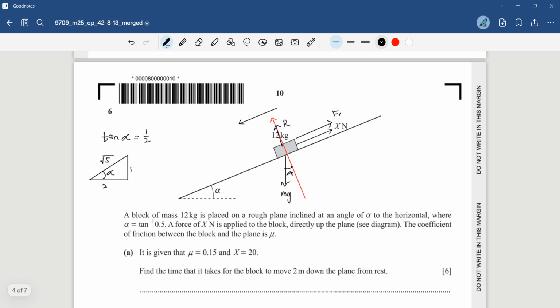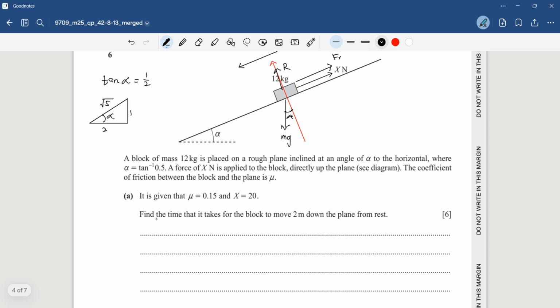So from here you can say that your R is equivalent to mg cos alpha. Okay, your R equals mg cos alpha. M will be 12, so 12g cos alpha, where cos alpha is 2 over sec 5, which is going to be 24g over sec 5.